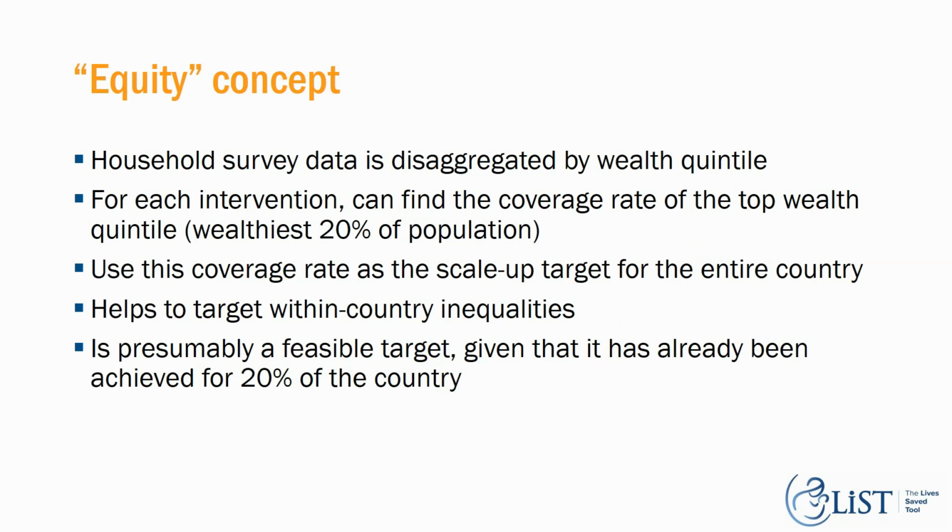So what do we mean by equity? For the purposes of the LiST equity tool, we are focusing exclusively on economic equity. Household survey data is available to us disaggregated by wealth quintiles, so you can get the coverage in each separate wealth quintile. Which means that for each intervention, we can actually get the coverage rate of the top wealth quintile. So the top wealth quintile means the wealthiest 20% of the population.